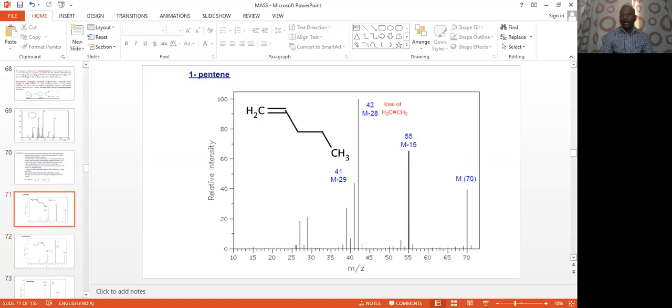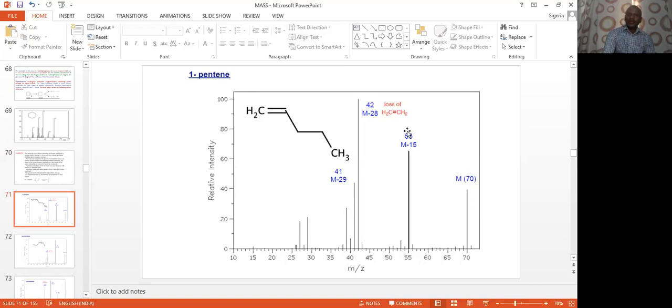If you have an m/z value of 42, then you can say that it is an allylic cation. Allylic cation generally occurs with alkenes. So this is 1-pentene. You can see that you have M minus 15, where CH3 is removed. From the mass of 70, the molecular ion peak, the total molecular ion peak appears at m/z 70.